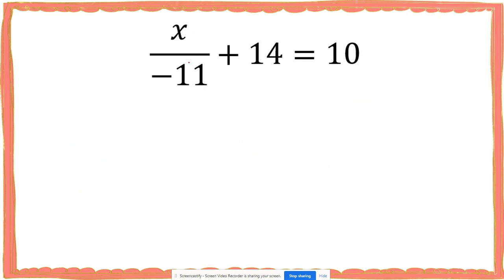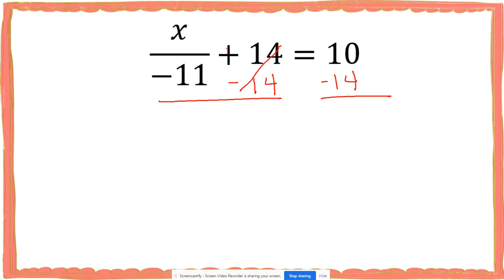Now let's look at x over negative 11 plus 14 equals 10. On my left side of the equation, I have a negative 11 and a 14. I need to get x by itself, so I need to get rid of both of these numbers. I'm going to start with my adding. So I'm going to use the inverse of adding 14, which is subtracting 14 from both sides of this equation.